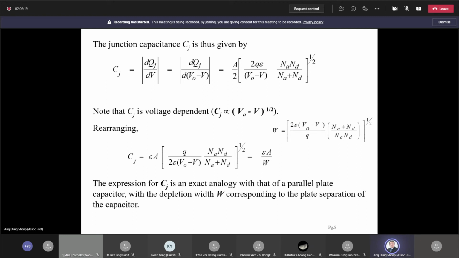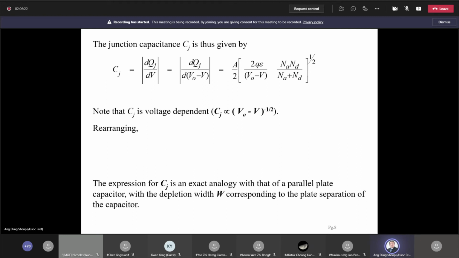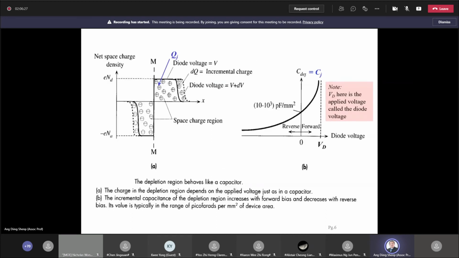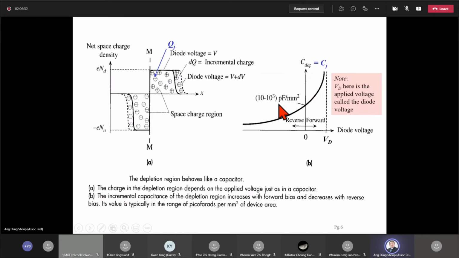So how do we make sense of this? Let me go back to this slide here and try to make sense of the result that we have just obtained. In other words, the junction capacitance is epsilon A over W. And if you compare this expression to that of a parallel plate capacitor, W seems to suggest that it is representing some separation between two parallel plates present inside the PN junction. How does that work out?